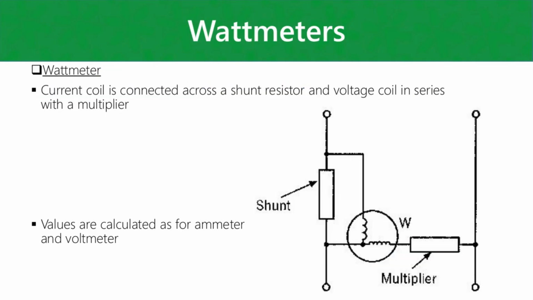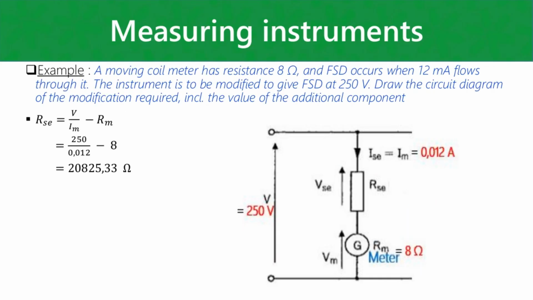So we can also make a wattmeter. A wattmeter is actually just an ammeter and a voltmeter combined. So this is how you would place a shunt resistor and a multiplier resistor with a wattmeter. This part here is technically your ammeter, and this part here is technically your voltmeter. Okay, so we have a bit of an example here.